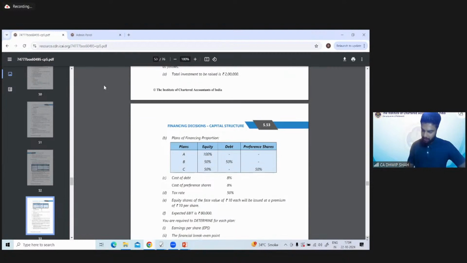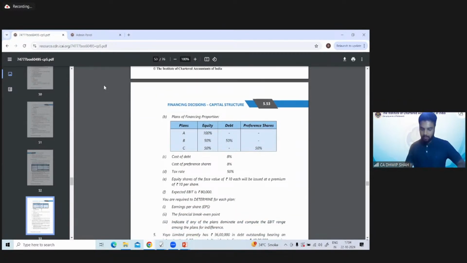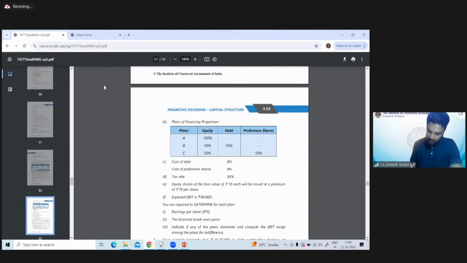Expected EBIT is given 80,000. Calculate earnings per share and calculate financial break-even point. See, let's focus just on point 1 and point 2. Let's focus just on EPS and financial break-even point. ठीक है?